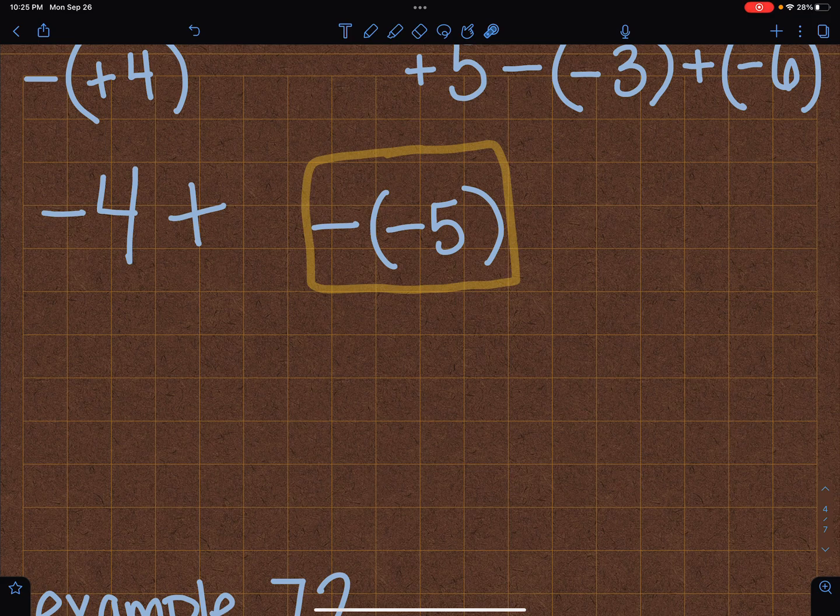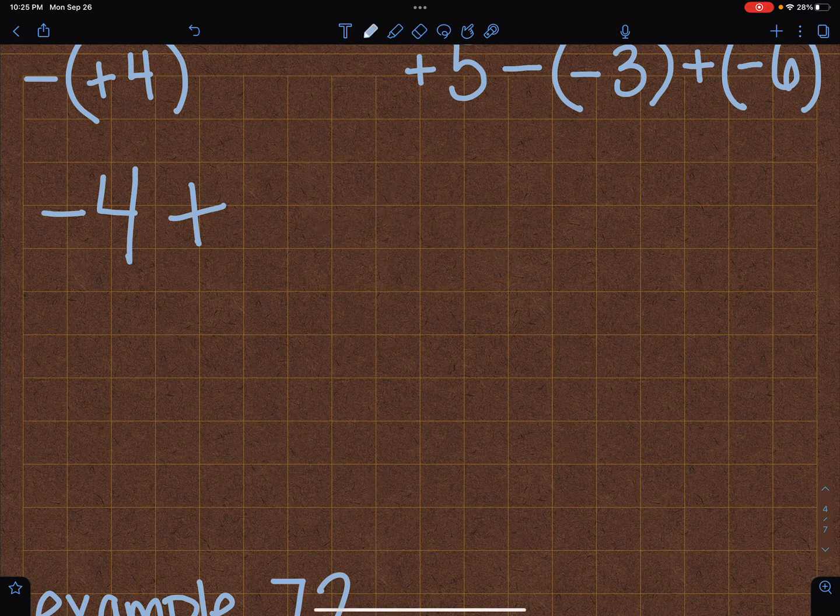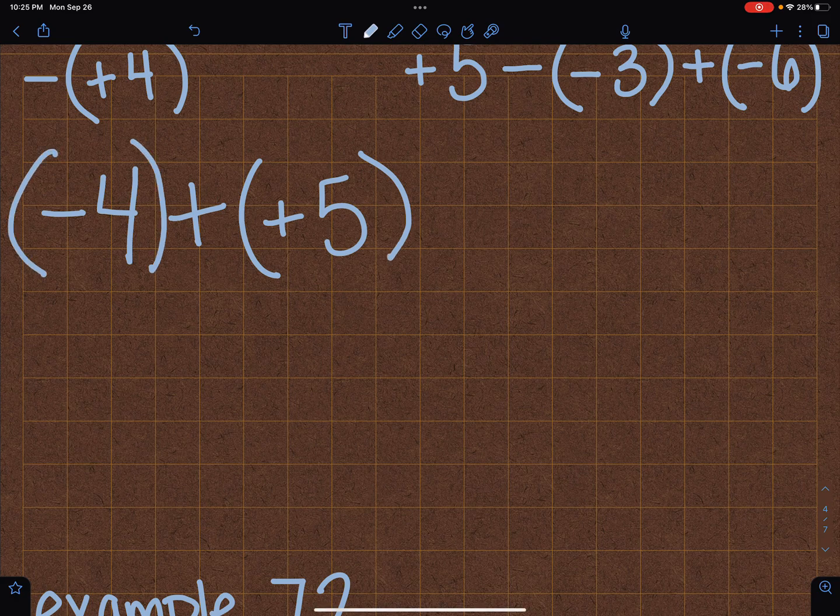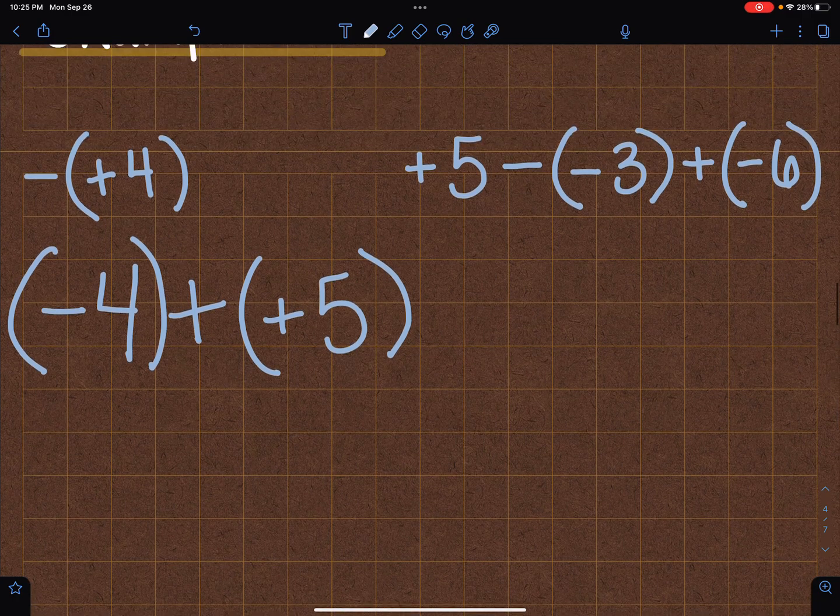So when we simplify this expression, it's the opposite of negative 5. The opposite of negative 5 is just positive 5. So I'm going to erase all this and make this negative, and make the second number a positive 5. So now we're adding negative 4 plus a positive 5. The third expression is easy because it's just plus 5.